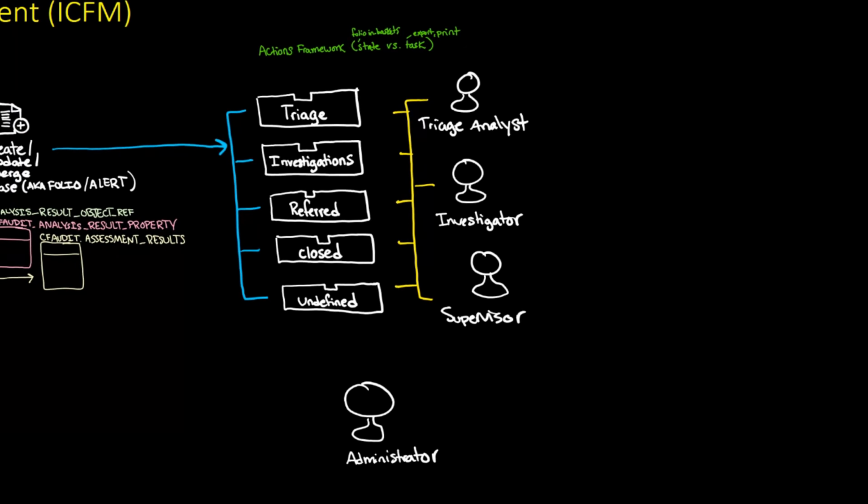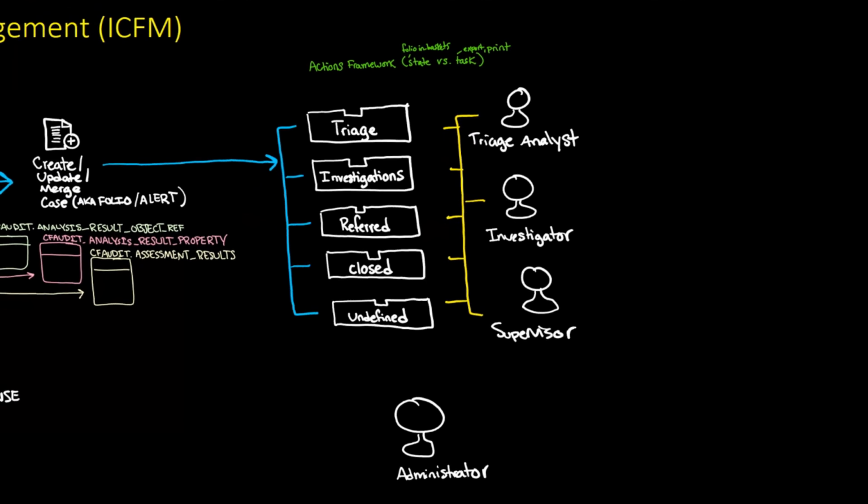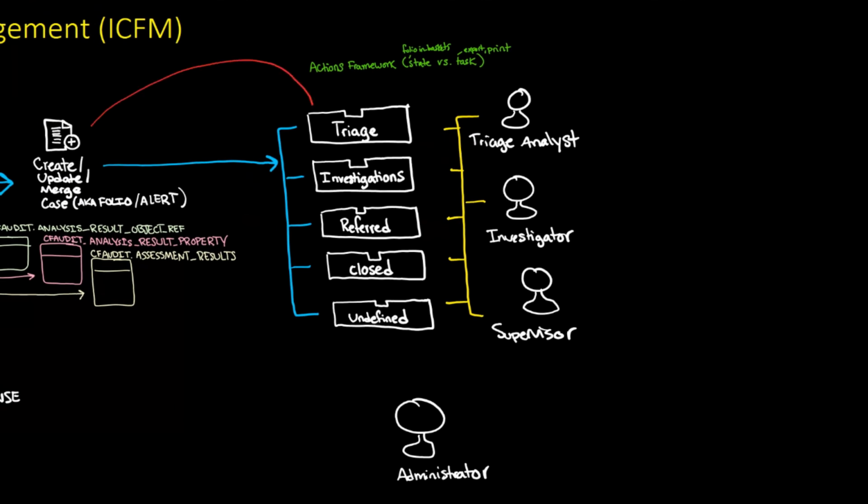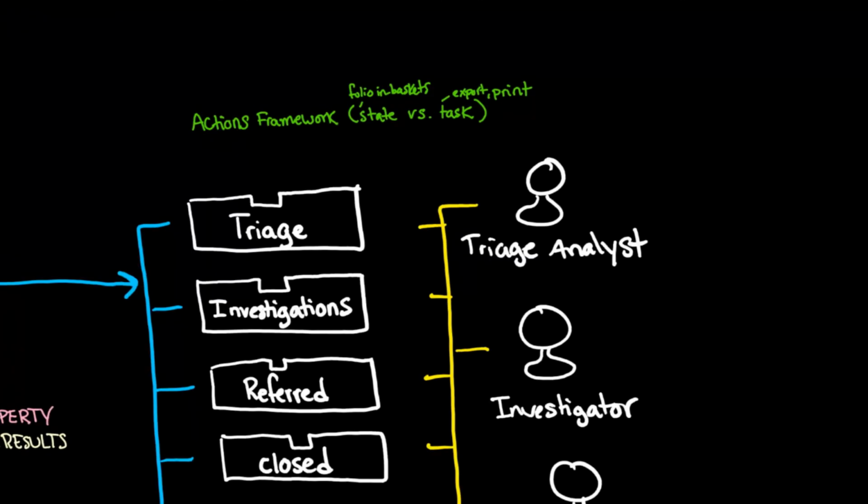And you'll notice we have triage analyst, investigator, supervisor, and administrator. The point here is that once this case has been created, it will be put into an analyst's or some person's inbox. And those inboxes are triage, investigations, referred, closed, undefined, and you can add more to the system. This is happening through something called the actions framework. And the actions framework has a state and a task portion or parts to them. A state transition will go from, say, triage to investigations and referred to closed. And a task in the actions framework is something like exporting or printing.